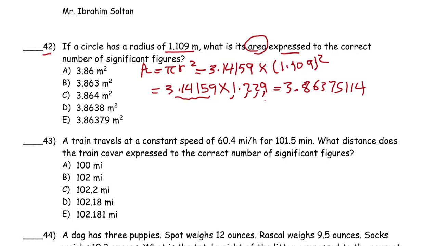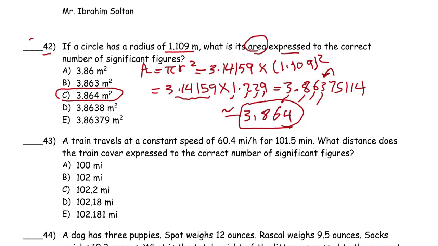3.8637514. So we will take this number. This is the first significant figure, second, third, fourth, but the 7 increases the 3 to 4, right? So the answer is 3.864. This is the right answer. We have it here. Yes, letter C.